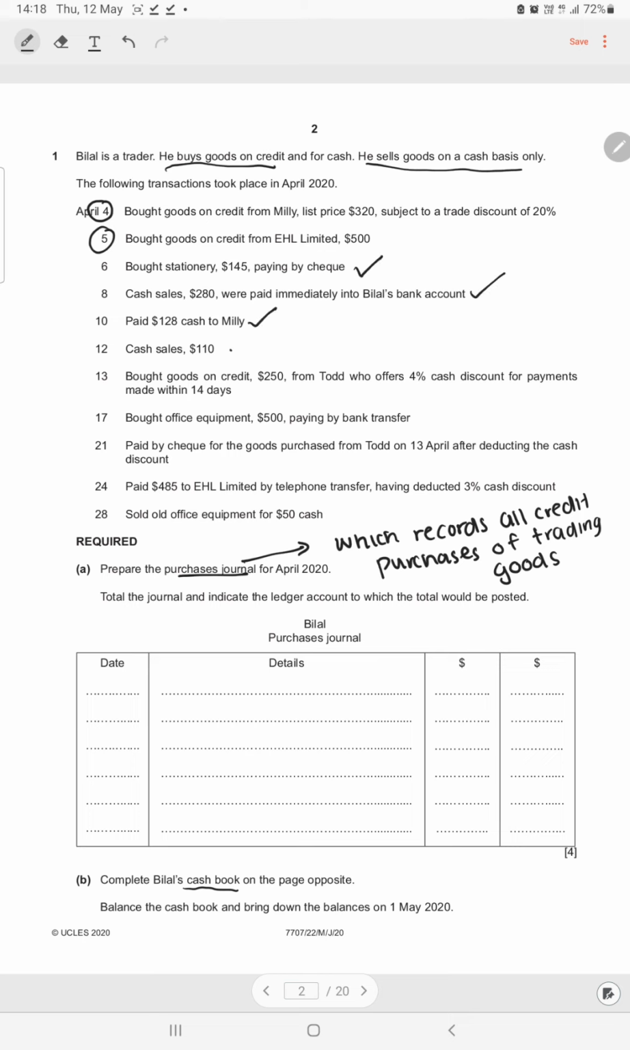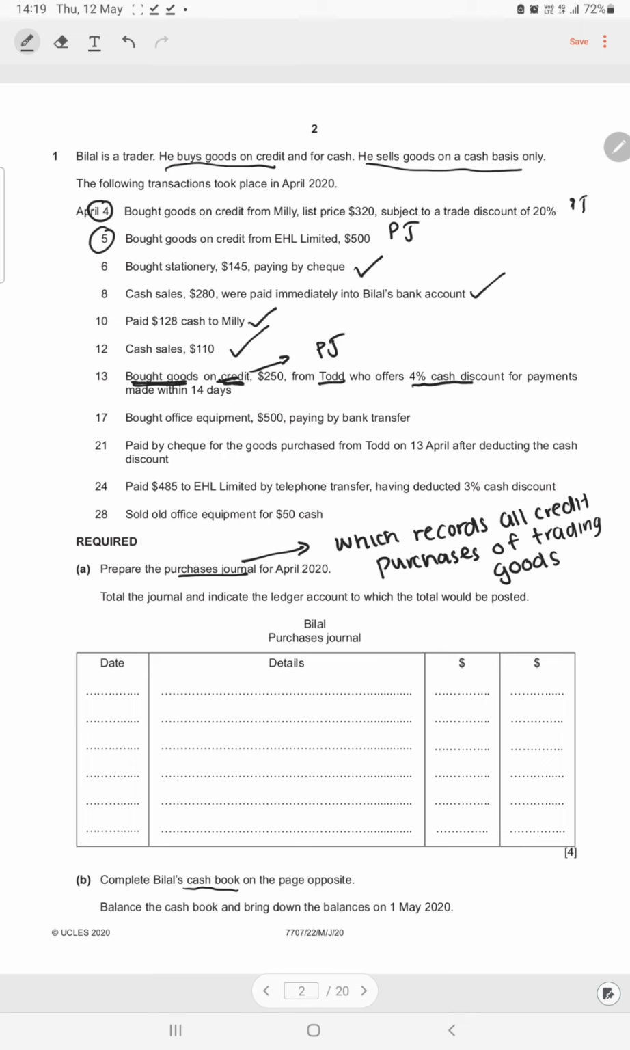Bought goods on credit from Todd, who offers a 4% cash discount for payments made within 14 days. We have bought goods on credit from Todd. This is definitely going to the purchase journal. So this is the purchase journal entry. This is a purchase journal entry because you can see this is a credit transaction and you have bought goods, so that means trading goods.